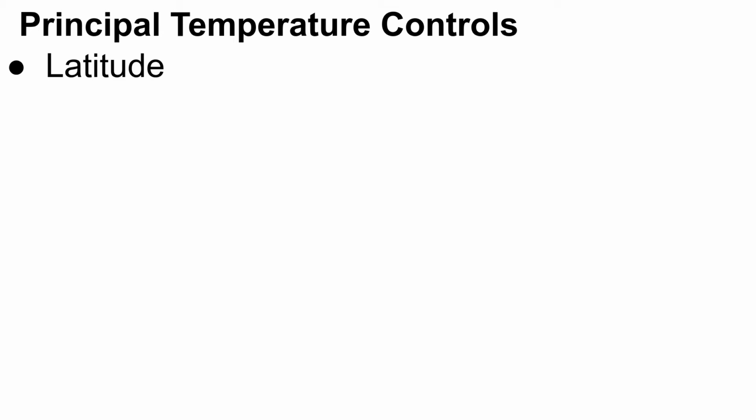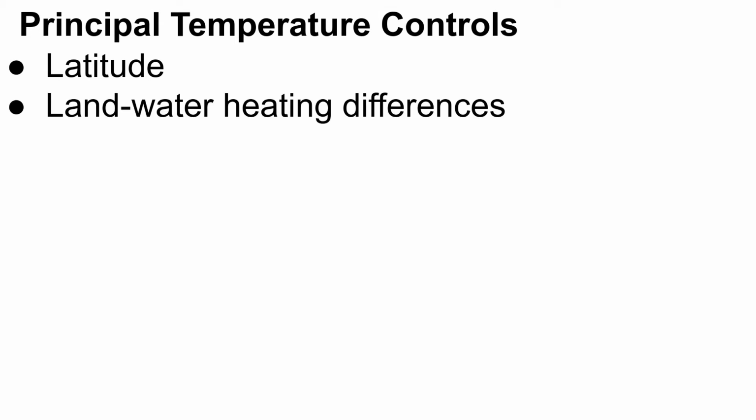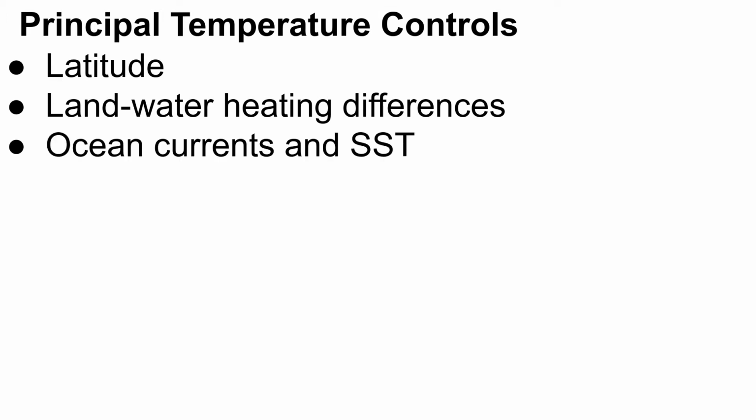So the main temperature controls, I'll just keep saying 95% of everything we'll talk about in this class is because of latitude. Latitude affects temperature, average temperature and temperature range. Next up is land-water heating differences, or continentality. That is such a big topic, I'm just going to leave it for the other video.